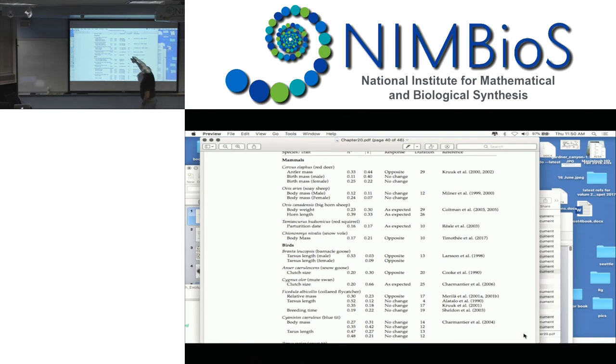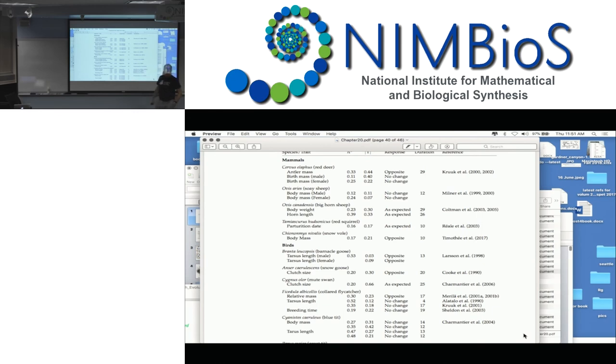So this is heritability. This is the S in standard deviations. Those are both highly significant. The result is you go the opposite direction. No change, no change, no change, no change. Hey, bighorn sheep, it works. Red squirrel, it works. Body mass, opposite direction. Opposite, opposite, opposite, opposite, as expected, opposite, no change.